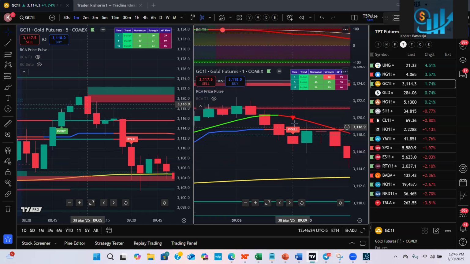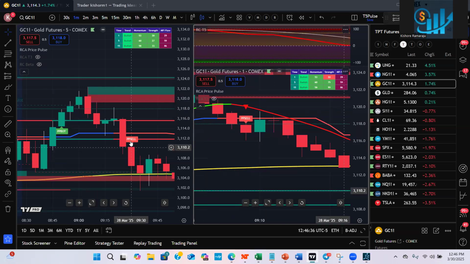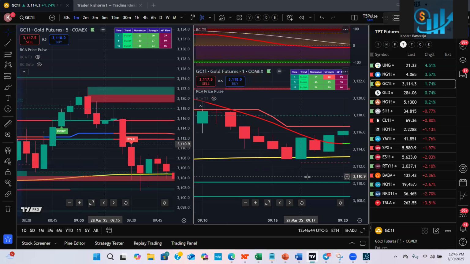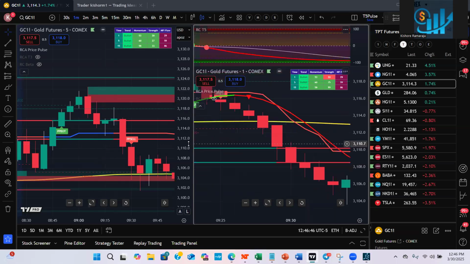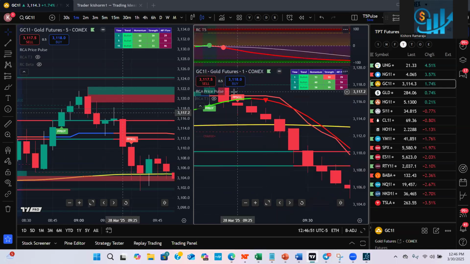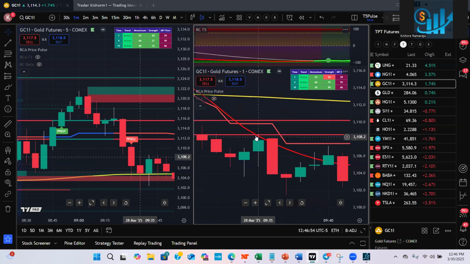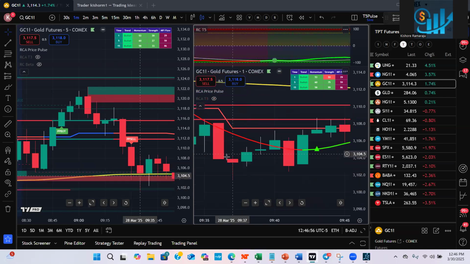So if it touches and you get a price pulse sell, you will avoid it. As long as you see buy signals, you will go long. If you see sell signals, you will avoid those trades. Again, you got a sell signal. Then whenever price comes close to the T5 or price pulse line, you will take a short trade. It dropped all the way. Then again it went up. Again it dropped. Again it went up. Again it dropped.